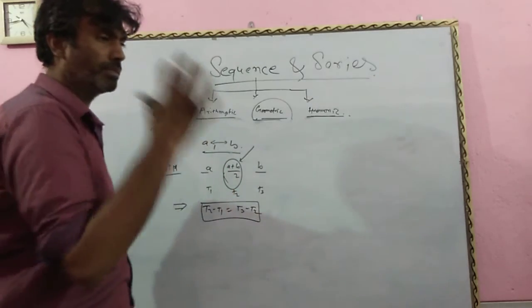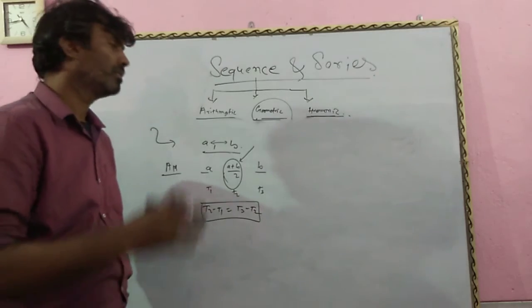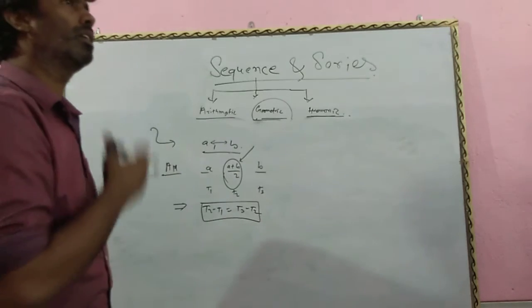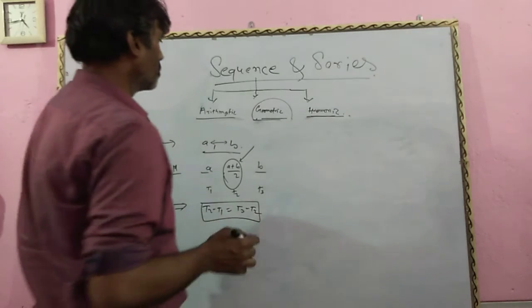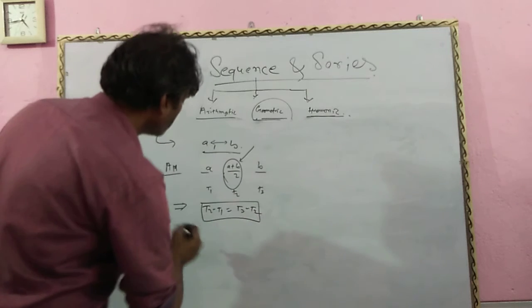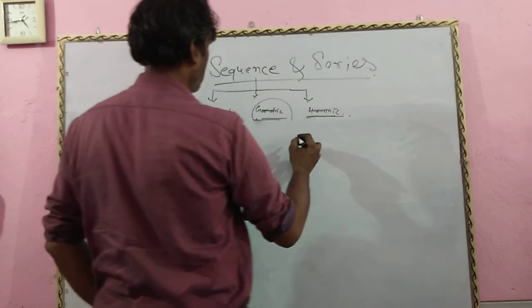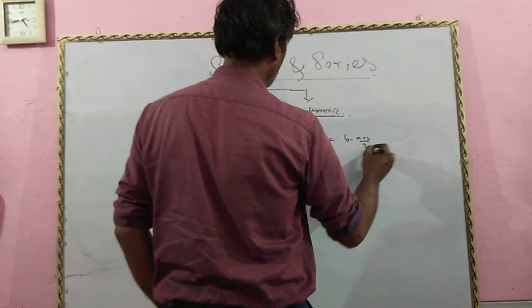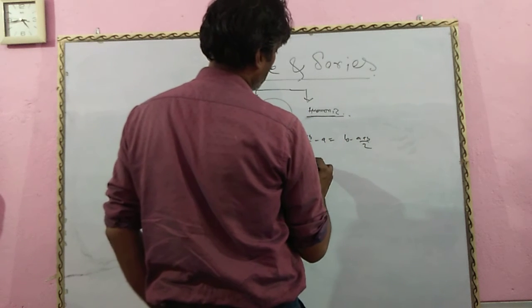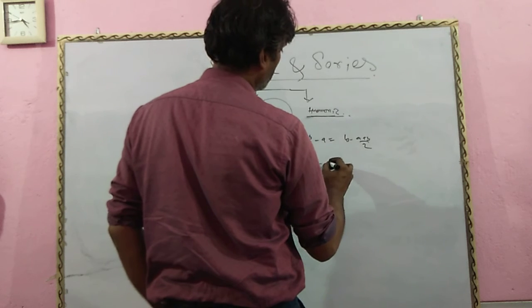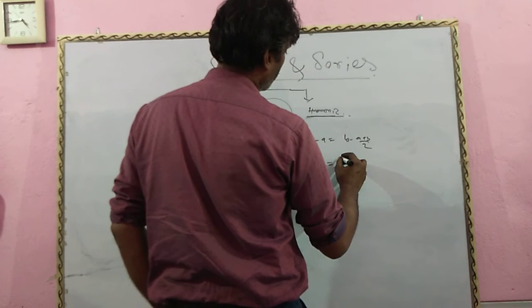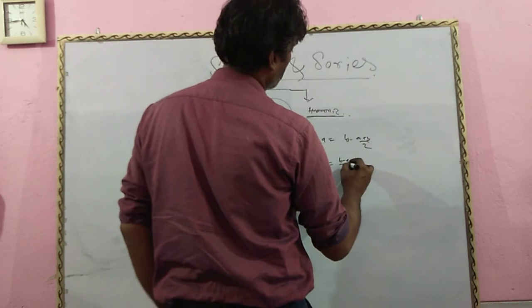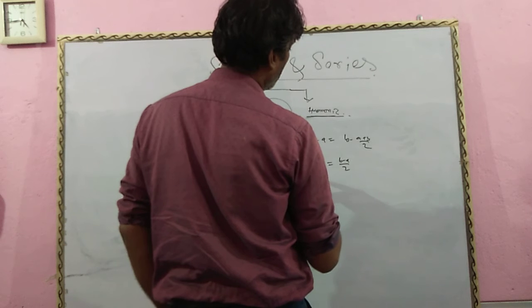Every two pair of terms will give a fixed number upon subtracting the lower term from the higher term. So (a plus b) upon 2 minus a will be equal to b minus (a plus b) upon 2. That implies (a minus b) by 2 will be equal to (b minus a) upon 2.